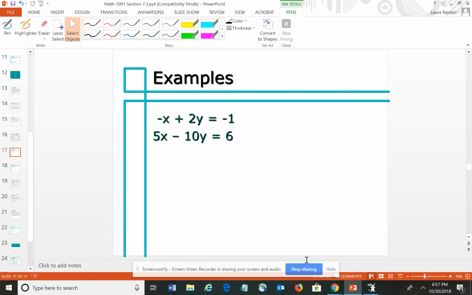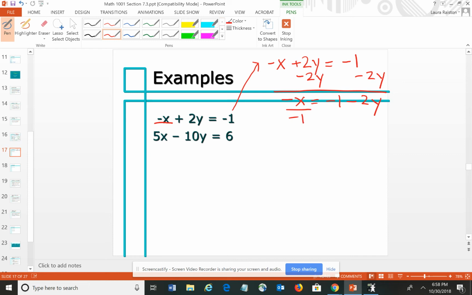All right, here's another one. -x plus 2y equals -1, and 5x minus 10y equals 6. Again, I noticed that in the first equation, x has a coefficient of -1 in this case, but that still makes it reasonably easy to solve. So I'm going to solve -x plus 2y equals -1 for x. I'm going to subtract 2y from either side to isolate the x. So I have -x equals -1 minus 2y.